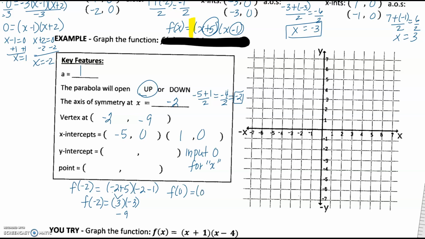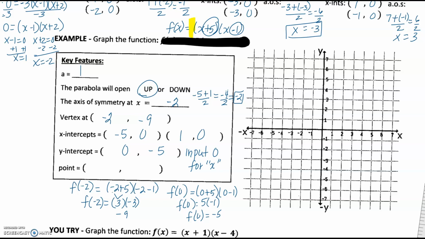So I get 0 plus 5 times 0 minus 1. 0 plus 5 is 5. 0 minus 1 is negative 1. So the f of 0 equals 5 times negative 1 or negative 5. I have a y-intercept at 0, negative 5. All right, we'll do our last point at the end.